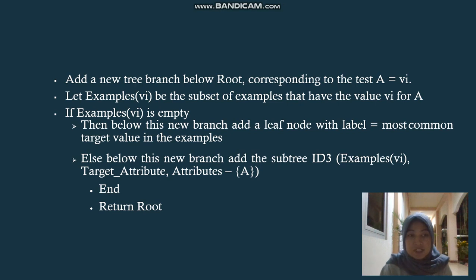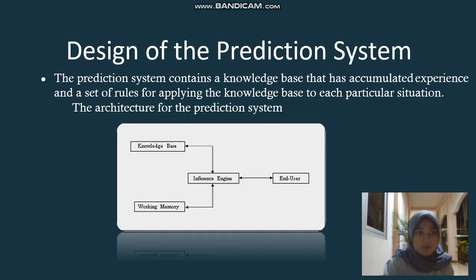If examples vi is empty, then below this new branch add a leaf node with label most common target value in the examples. Else, below this new branch add the subtree ID3 examples, target attribute, and return root.